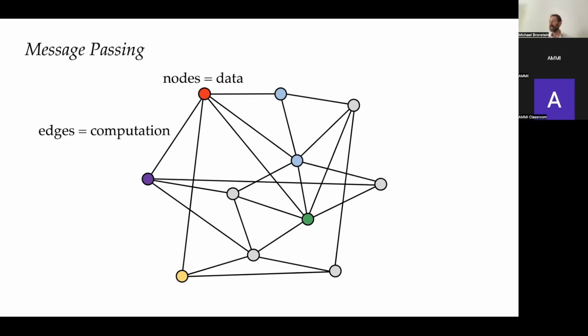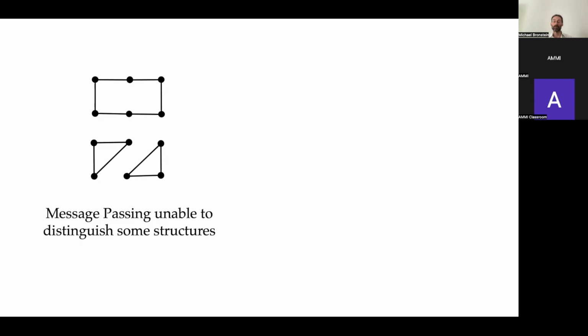And basically, the structure of the graph is somehow captured by the way that we send information on it. As we know from the Weisfeiler-Lehman test, which is equivalent to message passing, we can discover certain graph structures by sending information to our neighbors. So I think it's maybe slightly exaggerating, but we can say that the nodes are data and the edges are computation.